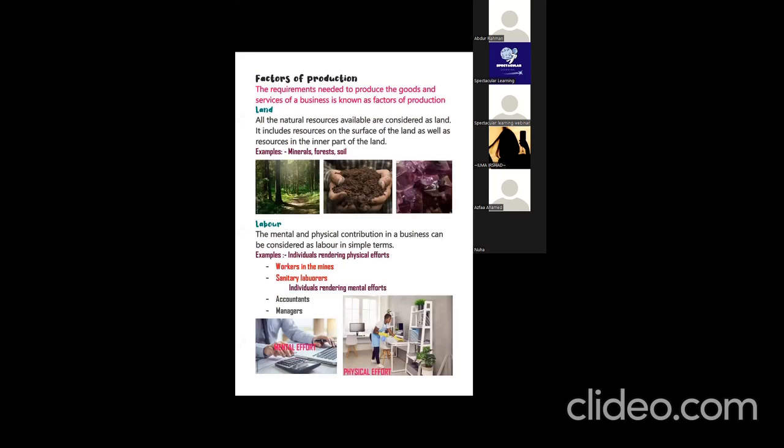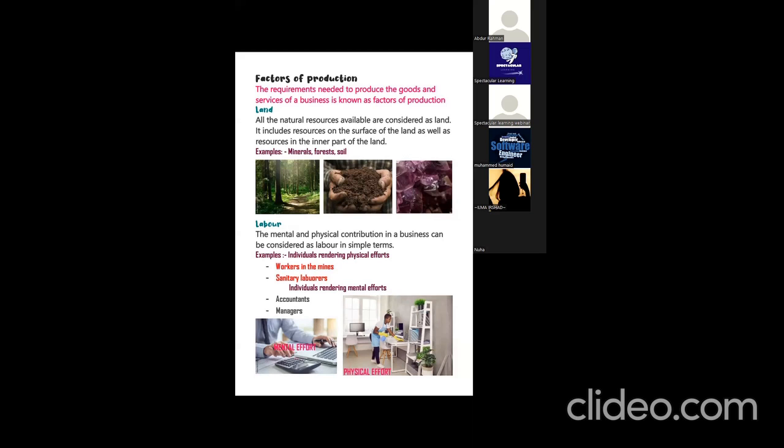So now we are moving to factors of production. The requirements needed to produce the goods and services of a business are known as factors of production. So the things that we need to start a business are called the factors of production. First we have land. Land includes all the natural resources that we obtain. For example, trees from the forest, minerals like gems, soil, sand, and things which come naturally from nature fall under land.